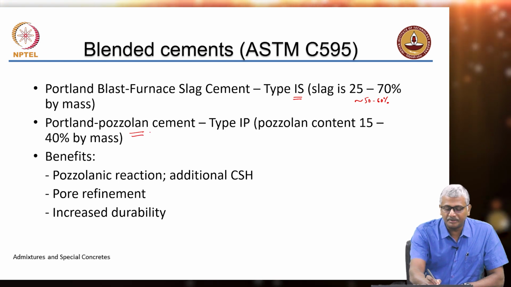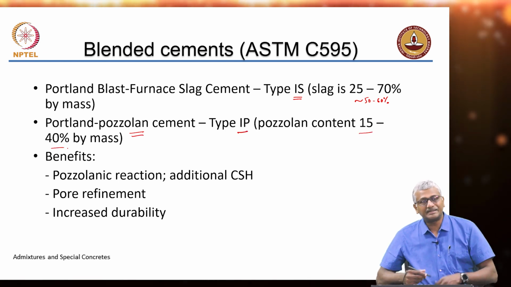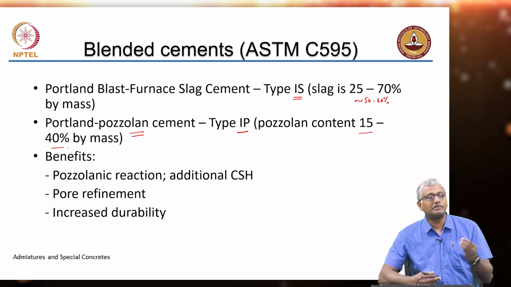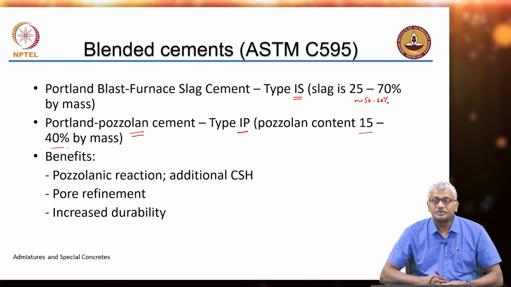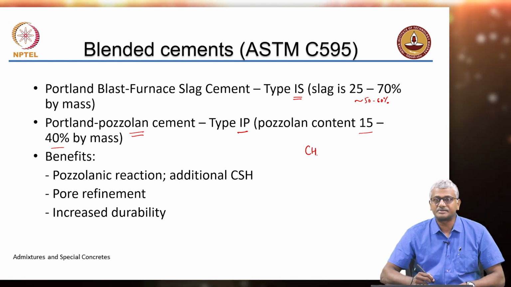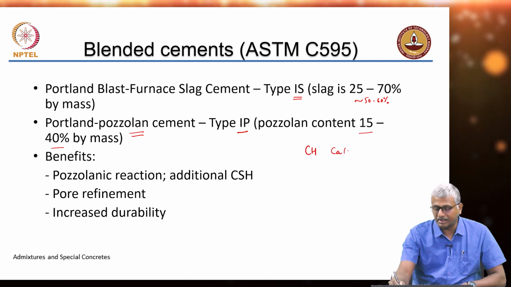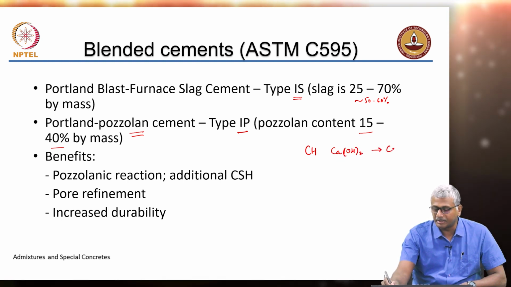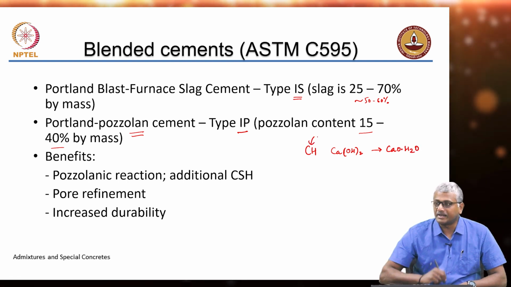Portland pozzolan cement is type 1P, and pozzolan content is 15 to 40%, and that is because pozzolans cannot react on their own. They need the lime that is generated from cement hydration. So, I will talk about that in just a minute. So, lime is calcium hydroxide. That is what it is written as in cement chemistry. Calcium hydroxide is written as CH or written as CaO dot H2O. That is why we call it CH.